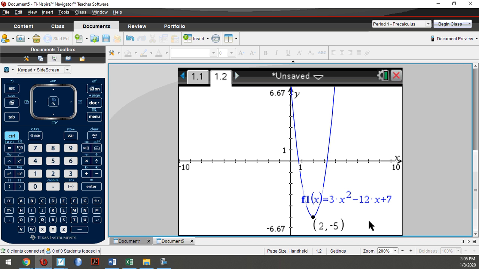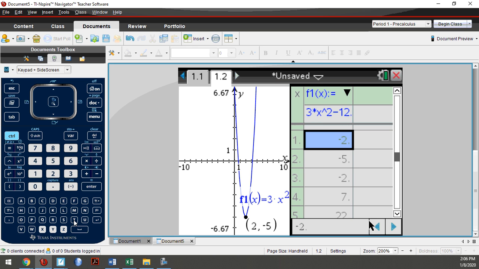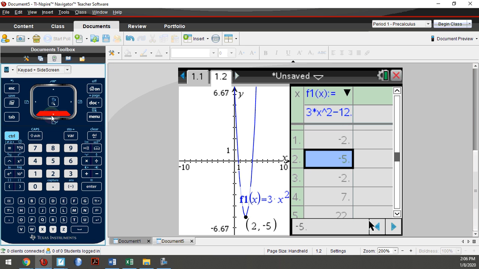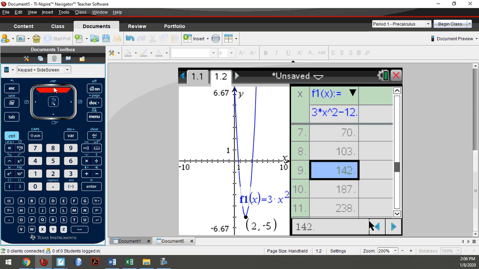So now that I've confirmed that, the next thing I want to do is I want to get my XY table. So the way we're going to do that is by hitting Control T. Control T brings up your entire XY table. So I want to find my vertex. My vertex is at the point (2, -5). So there's my vertex.